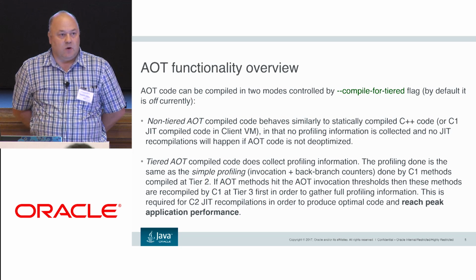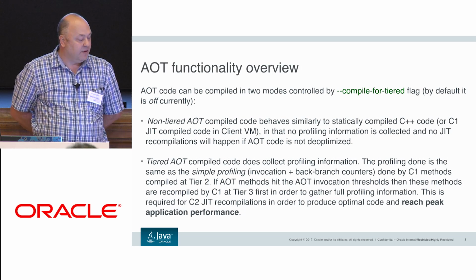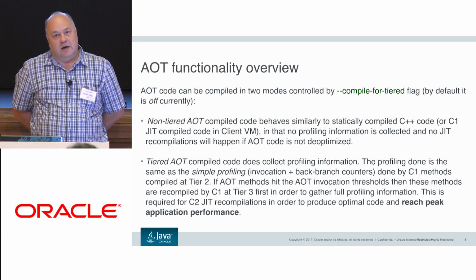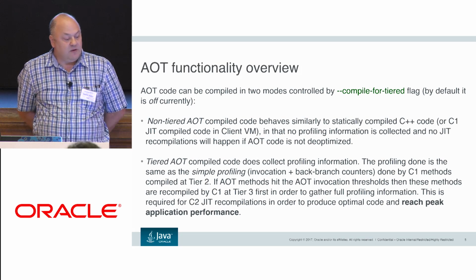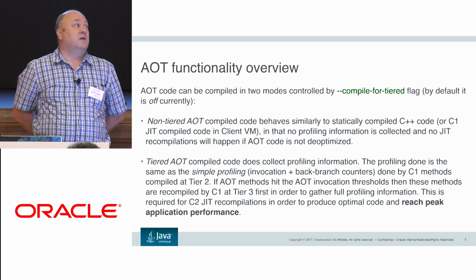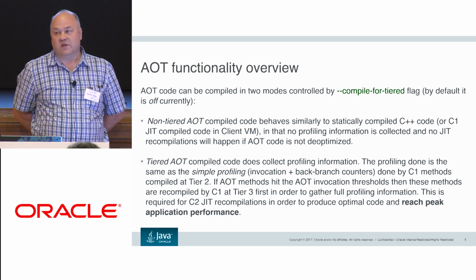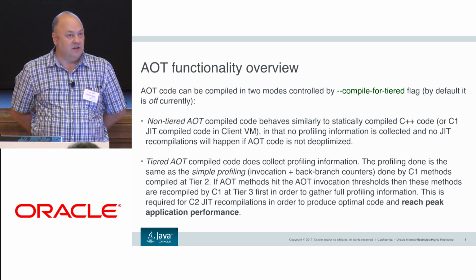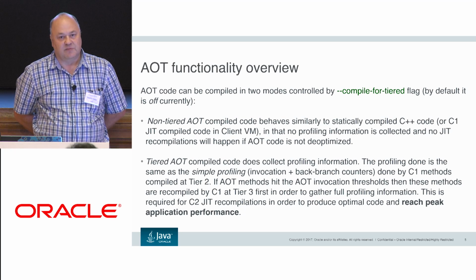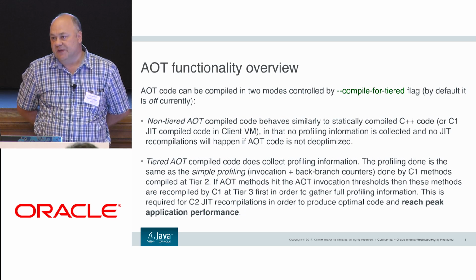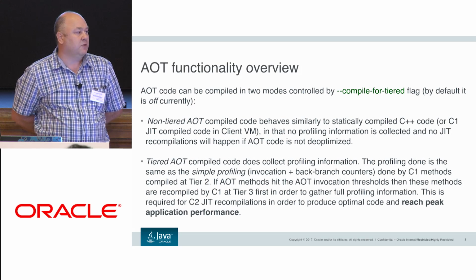Two types of AOT code could be generated, depending on the compile-for-tiered flag. By default, non-tiered code, similar to what C1 generates for the client, is generated. It's best for short-running applications, as it doesn't have profile-collecting code, and it's good for startup. The second type is tiered code, similar to what tier 2 C1 generates, with profiling of invocations and back branches. It should be used if you want to trigger high-performance JIT recompilation to reach peak performance.